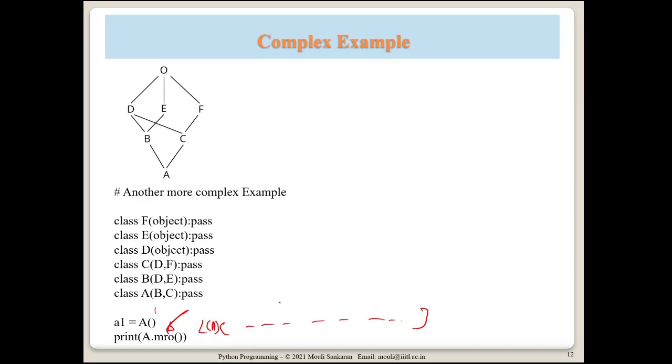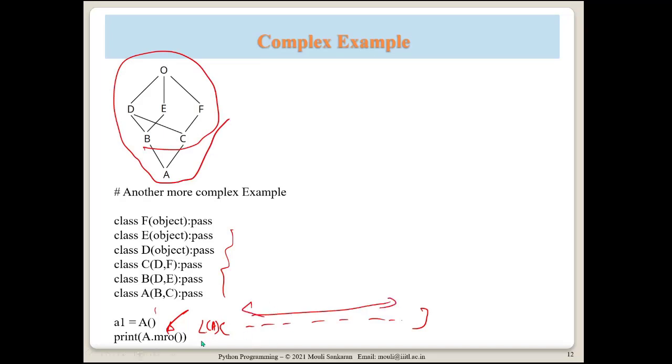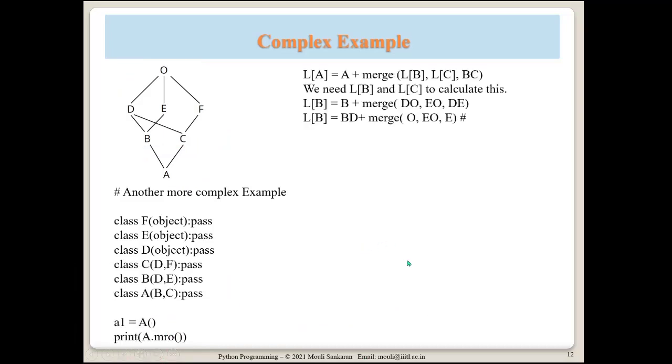You will find all these classes, including A, in some order. But before we print it, we will construct it using the algorithm, so that you will find that it is the same as what we get from the MRO. Now the linearization of A is nothing but A first, then the merge of LB, LC, and then BC. BC is left to right. I hope this is clear.